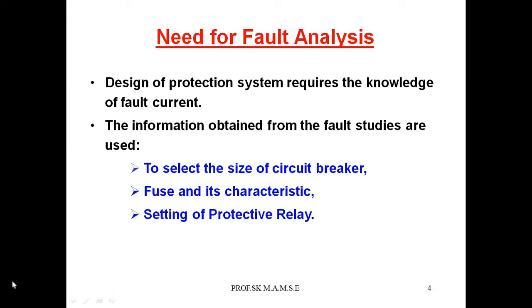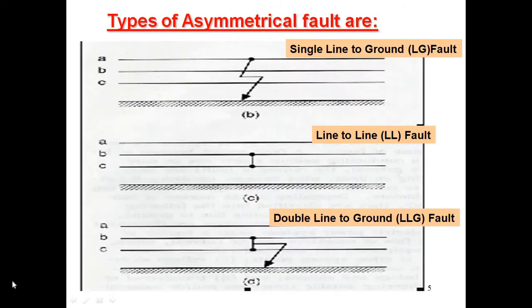Need for fault analysis. Design of protection systems requires the knowledge of fault current. The information obtained from the fault studies is used: first, to select the size of circuit breaker; second, fuse and its characteristics; third, setting of protective relay.